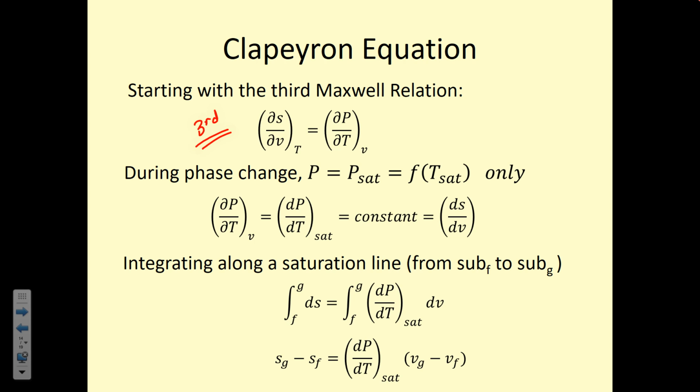Okay, so what we can say is that del P, del T, during phase change, when we're looking at the saturation pressure and saturation temperature, that relationship between the two is going to be a constant. So we're calling this part of the equation a constant, which means that this part of the equation also has to be a constant.